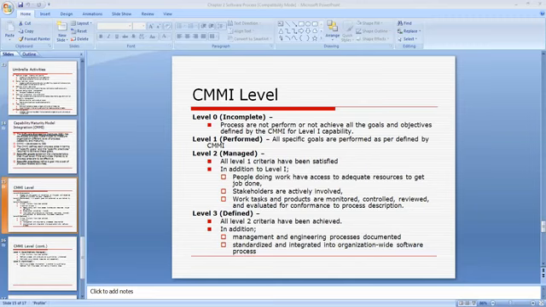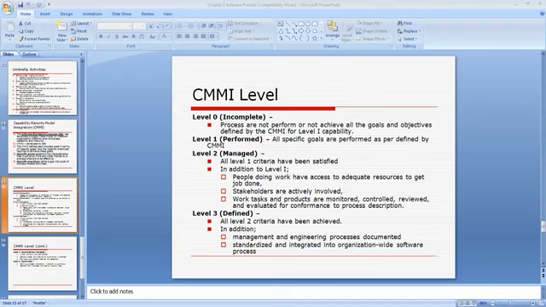Level 2 is the managed level. So in the managed level, all criteria have been satisfied. In addition to level 1, there are some other tasks. This means the people who are working should have adequate resources. They should use those resources to get their work done.